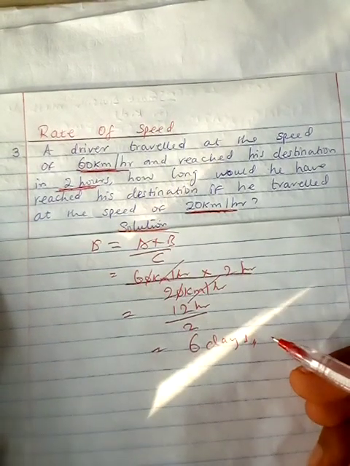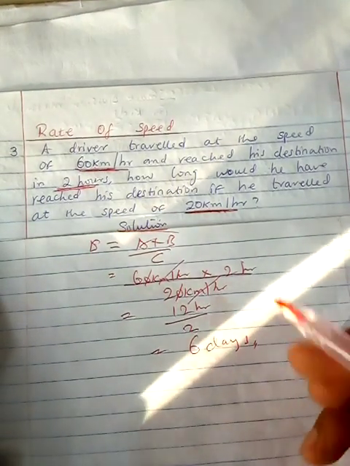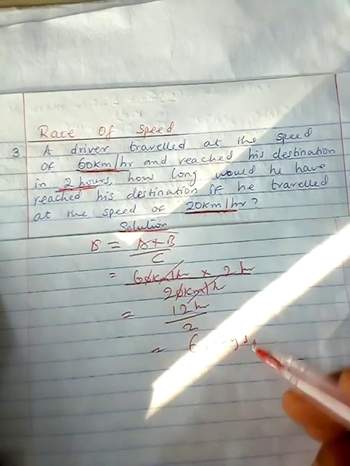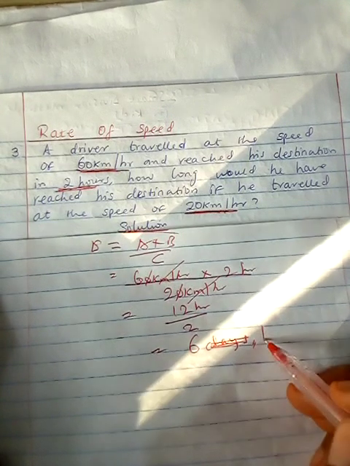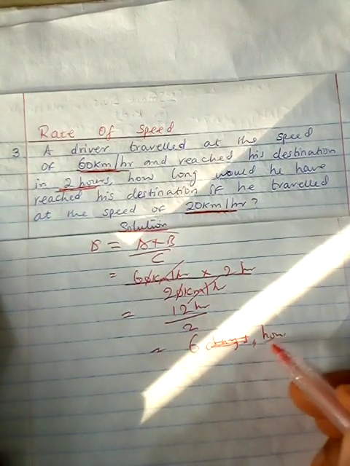So that means that if the driver travels at the speed of 20 kilometers per hour, he's going to arrive in, not days, hours, it's going to be 6 hours.